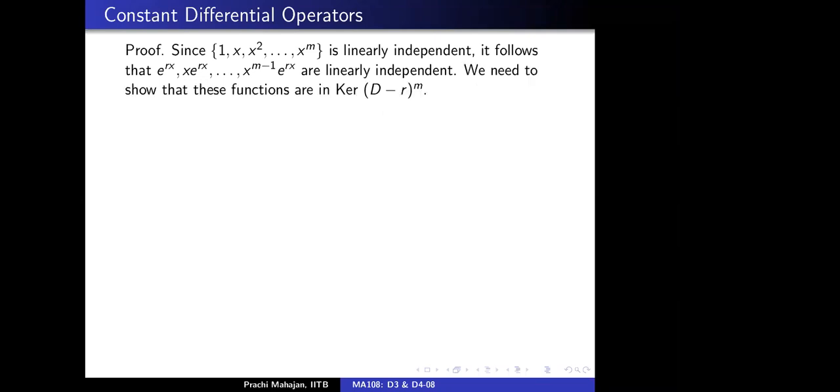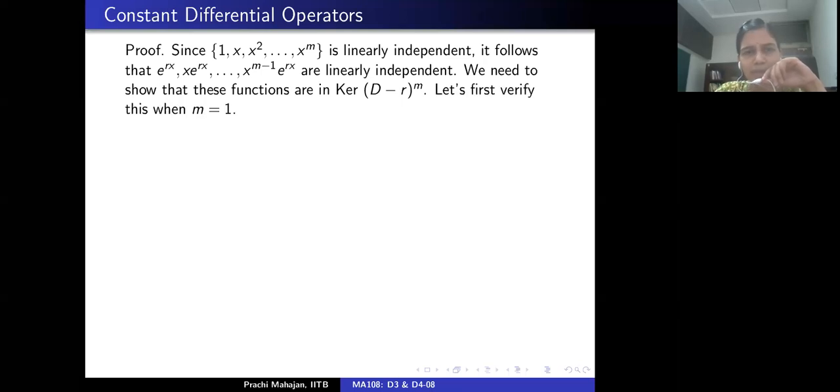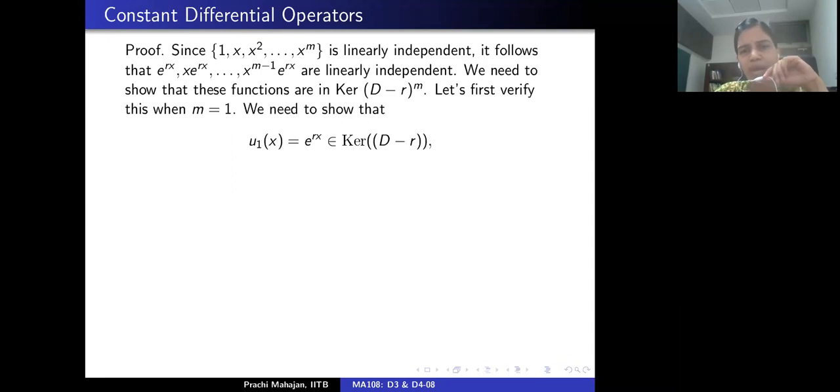What we need to show is that each of these functions is in the null space of the operator (D minus r) to the power m. How would one go about proving such a thing? You use the principle of mathematical induction. Let's do it for the case m equal to 1. We are required to show that u1 equal to exponential rx is in the null space of the operator D minus r, which is what we know. So this is okay, right?